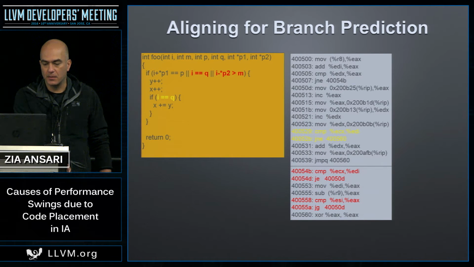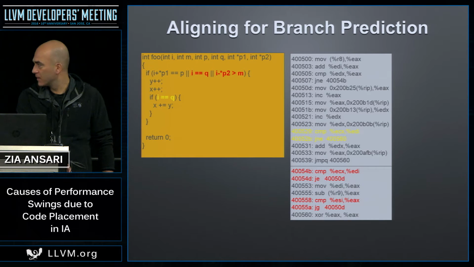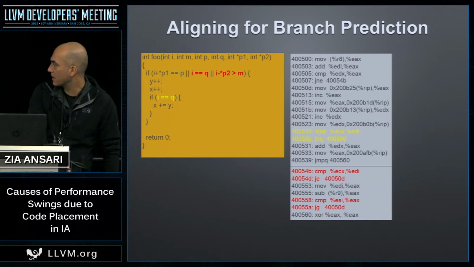So this example shows a simple function with a bunch of inputs and an if condition that does 3 checks. If any of those checks pass, we fall into some code that does another check. Can you guys see that yellow well? I'm sorry.